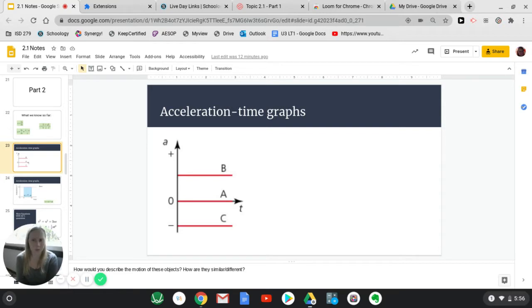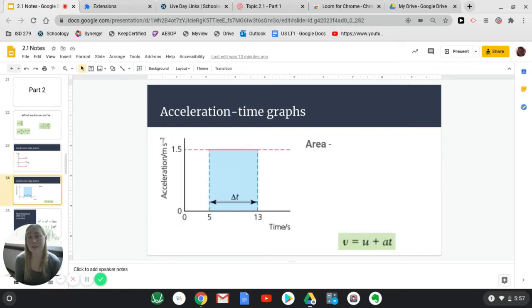A is a zero acceleration graph, which means there's going to be no change in your velocity, or a constant velocity, straight line. B is going to be a positive acceleration, or your velocity is going to get bigger. If it's a positive velocity, it gets more positive. If it's negative, it gets more negative. C is a negative acceleration, so it's going to be working against your velocity to decrease velocity and get smaller and smaller over time.